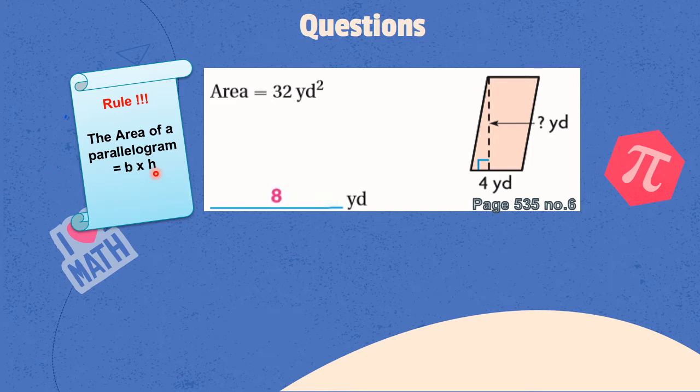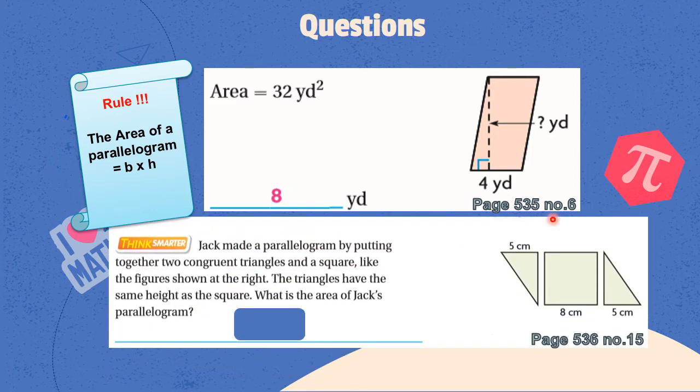equals 8. Okay, here I wrote for you the number of the pages in the book and the number of the question we're answering, in case you want to look it up in the book or keep up with me using your books. Okay, next question. It says, Jack made a parallelogram by putting two congruent triangles and a square, like the figures shown at the right. The triangles have the same height as the square. What is the area of Jack's parallelogram?